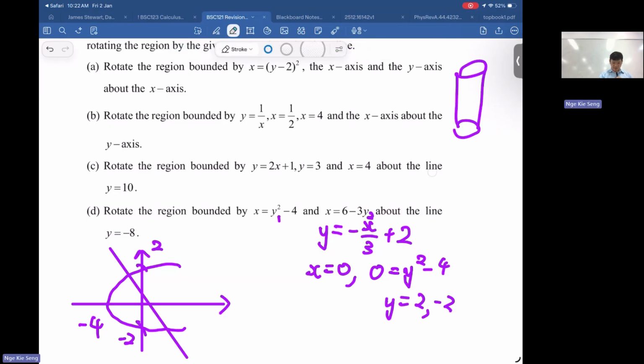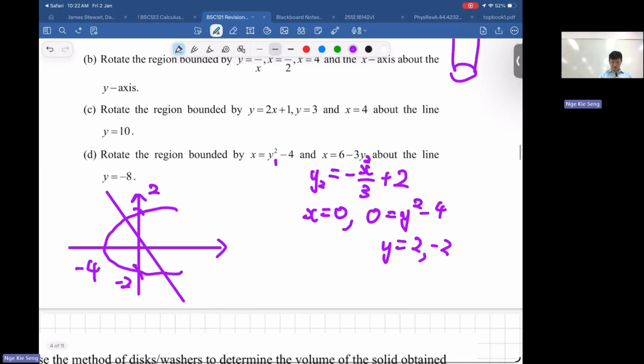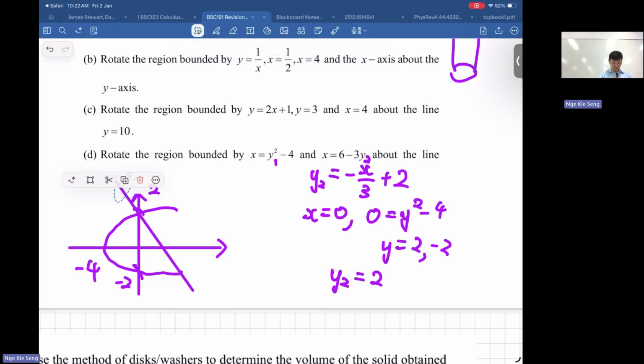Okay, so if it is y2, then y2 also equals 2. So meaning they actually intersect at the same point. So rotate the region bounded by these two curves about the line y equals minus 2. Okay, good. So actually it's this large part here.